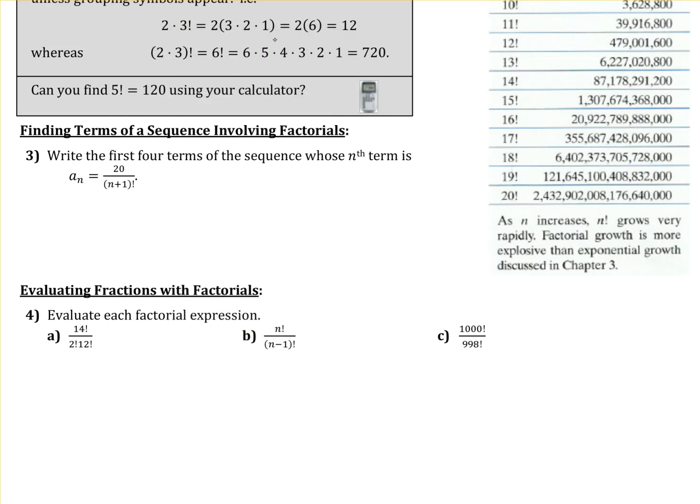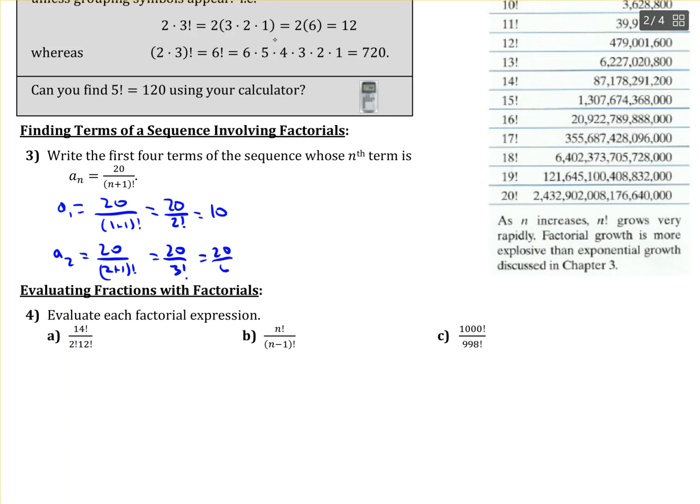All right, so write the first 4 terms of the sequence whose nth term is an equals 20 over n plus 1 factorial. So I'm just going to plug in n equals 1, n equals 2, n equals 3, n equals 4, and go from there. So a1 is equal to 20 over 1 plus 1 factorial. So that's 20 over 2 factorial, which 2 factorial is just 2, so I get 10. a2 is equal to 20 over 2 plus 1 factorial, which is equal to 20 over 3 factorial, which is 20 over 6, which I can divide top and bottom by 2 and get 10/3.